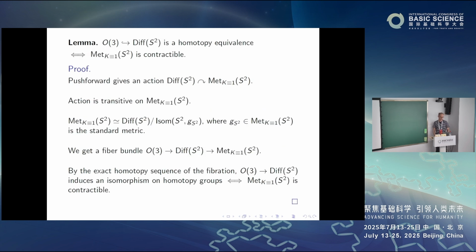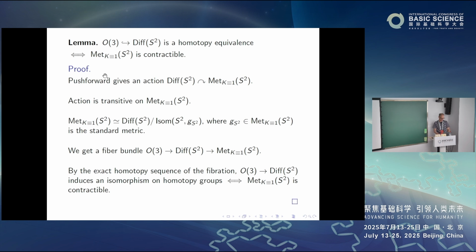All right, so let's look at this lemma. The lemma is that the assertion in Smale's theorem, that the inclusion of O3 in Diff S2 is a homotopy equivalence, is equivalent to the assertion that the space of curvature 1 metrics on the two-sphere is a contractible space. Okay, so it isn't saying that the inclusion is a homotopy equivalence. All this lemma will do is trade the assertion we're interested in, which is a statement about diffeomorphisms, for some statement about a space of metrics. Okay, so how does this work?